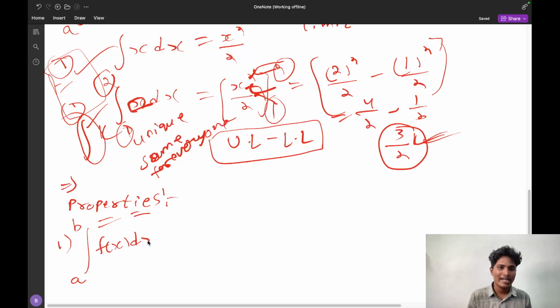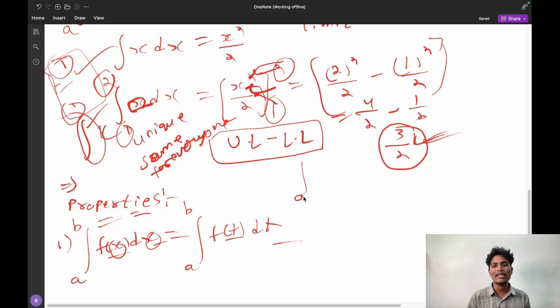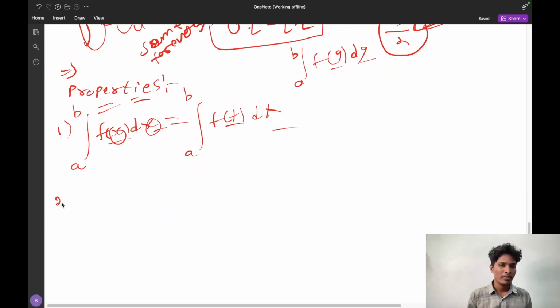So if I discuss the properties here, the first property is that the integral from a to b of f of x dx is the same as the integral from a to b of f of t dt. That is, we can interchange the variable. Any variable you can take, for example the integral from a to b of f of g dg. It is your choice. The value is the same; the variable can be changed. That is a property.